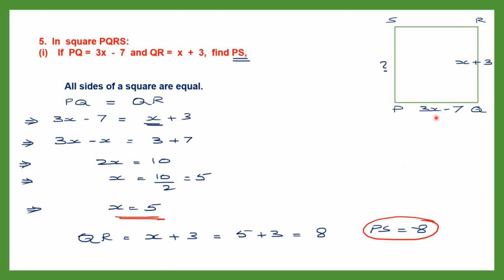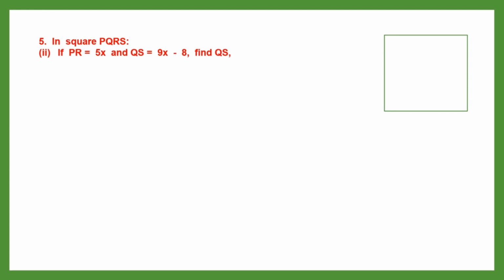Now here also, if you substitute x with 5, you will find 3 fives are 15. 15 minus 7 is 8. So here also it's 8. All four sides it is 8. So that is our first answer. Second question here. If PR is equal to 5x.